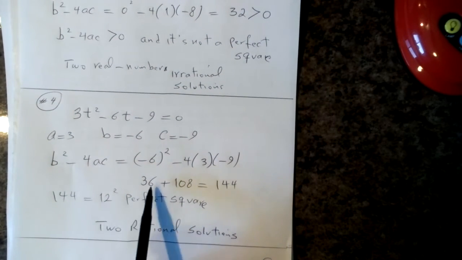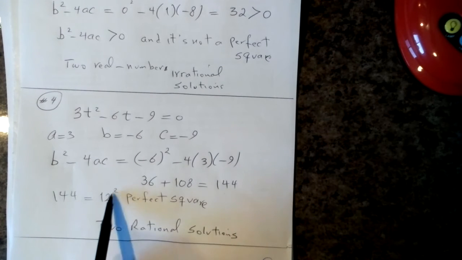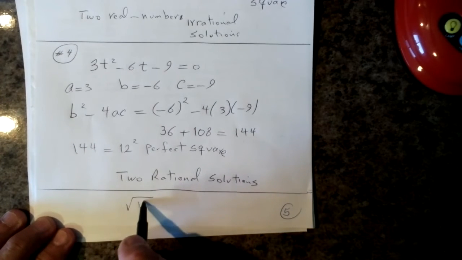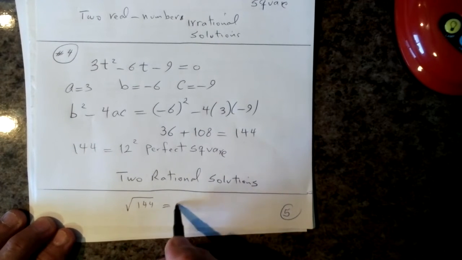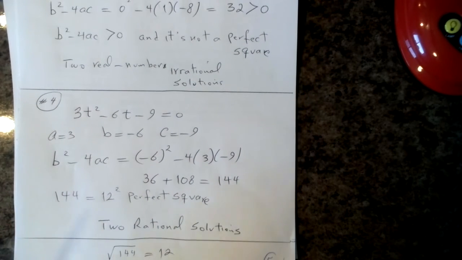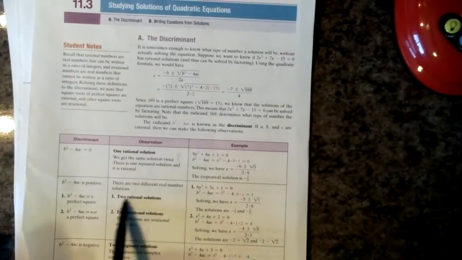This one, b squared minus 4ac is 144. 144 is a perfect square because it's 12 to the power of 2. So it can always come out of the radical, see? So here, you end up having radical 144, which is 12. When it's a perfect square, then it would be two rational solutions, see? Rational solutions.